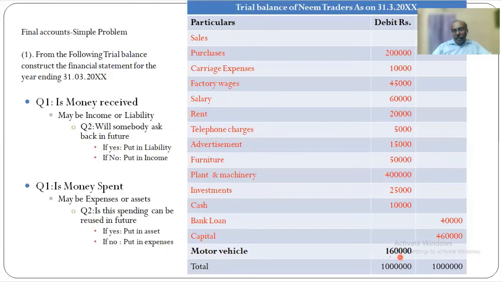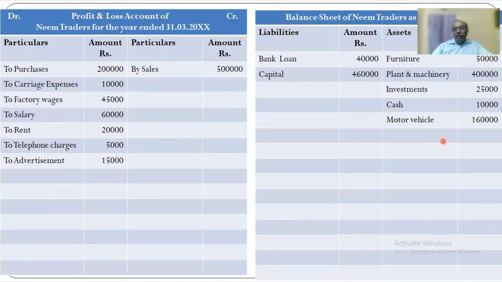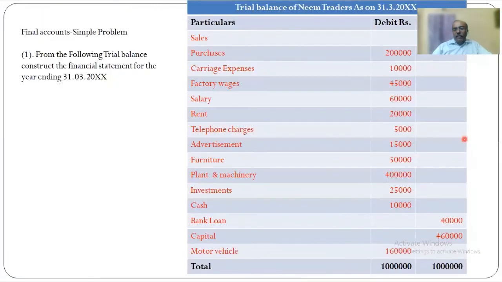Then motor vehicle, 1 lakh 60,000 rupees. Here money is received or spent? Here money is spent. And is it something useful for next year? Yes, motor vehicle is useful for next year. Since it is useful, put it in the asset side of the balance sheet. Likewise, we have taken all the items and put each in one of the 4 compartments.